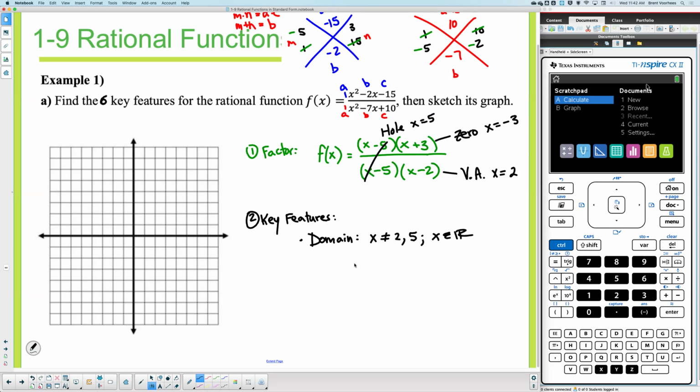That's from the denominator. Domain is from the denominator. You got it. Okay, holes come second.